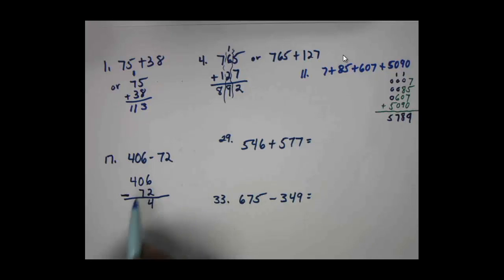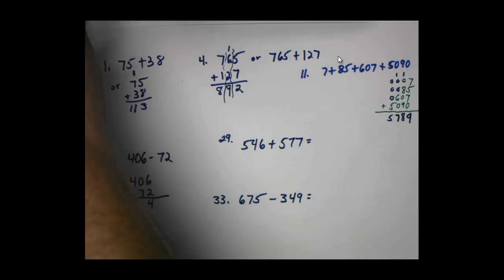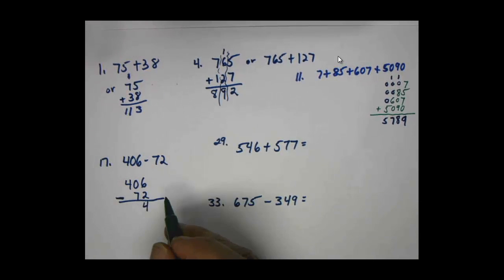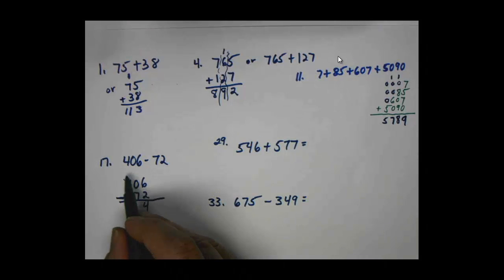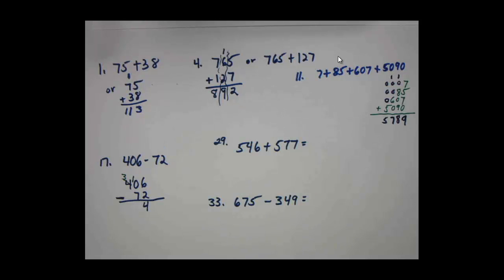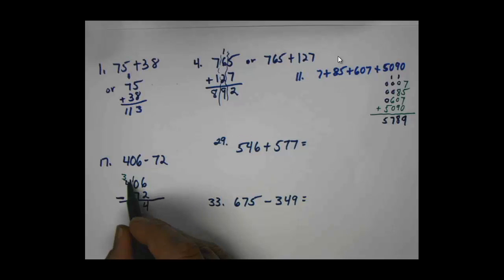But I have 0 in the tens column here, and I'm trying to take 7 from it. Well, I can't do that. I don't have anything to borrow. So I have to borrow from the hundreds column. Since I have 4, I can make that 3, and I can borrow 10 tens, which gives me the 100. So that's why the 0 now becomes 10, because I borrowed 1 from the 4, made that a 3. Now I can take 7 from 10, gives me 3.